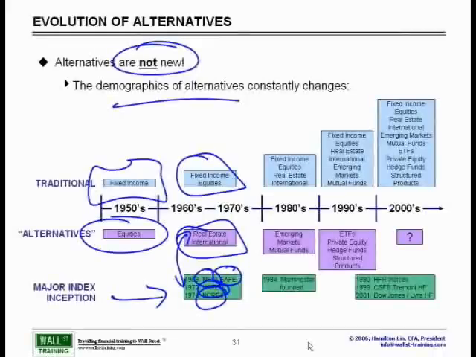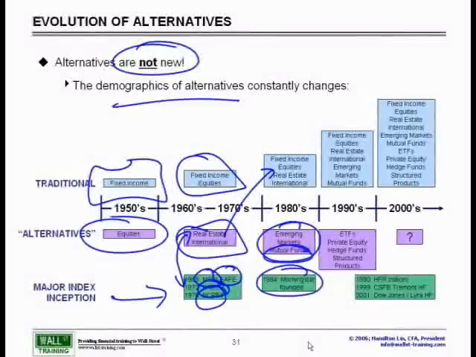Now, in the 1980s, real estate and international moved up into the traditional asset class. And emerging markets and mutual funds actually became popular at that point. That's right, mutual funds were only around since the 1980s. In 1984, that's when Morningstar, traditionally considered the source of mutual fund data, was actually founded. So mutual funds actually do not have that rich of a history.